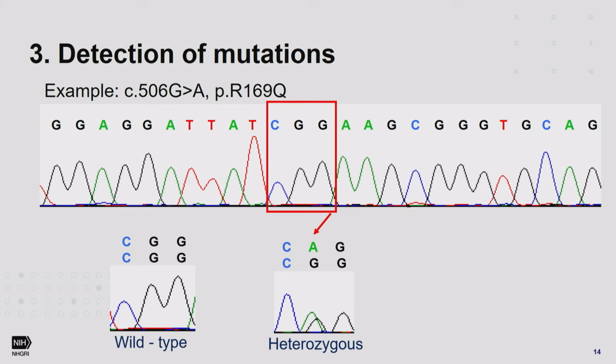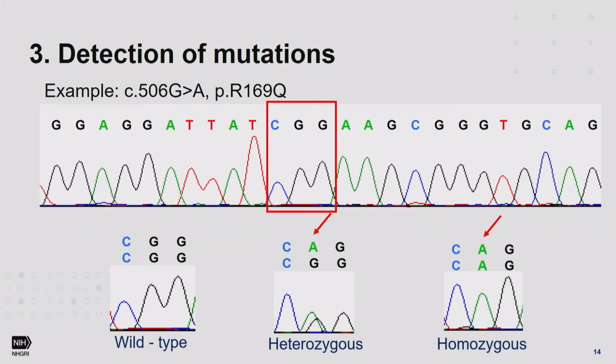Okay, so 1 peak corresponds to the A, which is the mutated letter, and the other peak corresponds to the G, the wild type letter. And this person who is heterozygous would be considered a carrier if they don't have another mutation.